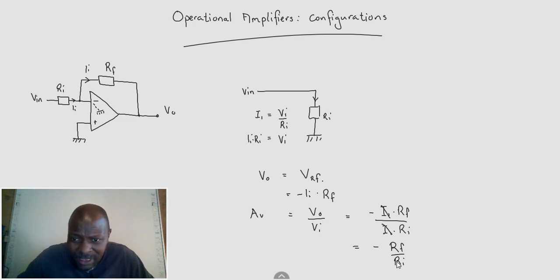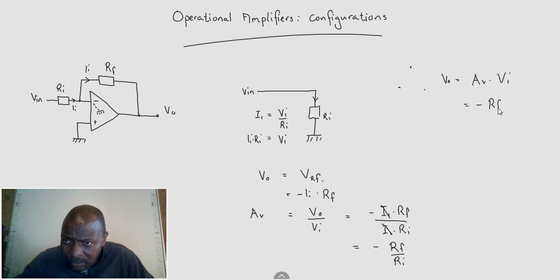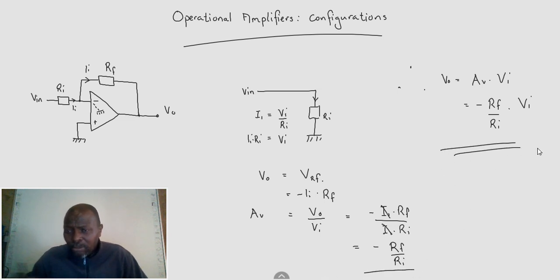So what does this mean? Therefore, since V out is equal to AV times V in, and our AV, our voltage gain, is minus RF over R in, V out will be minus RF over R in, times V in. That is basically our two formulas to remember: the gain formula and the output voltage formula.